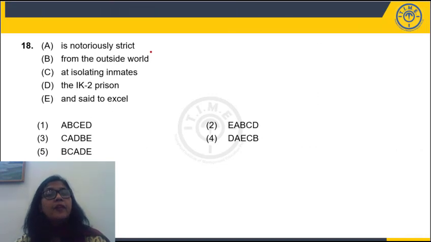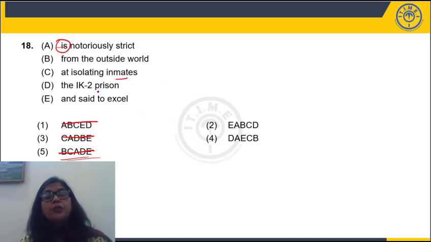18th question. "Is notoriously" will not start, so we rule out this option. From the outside world, maybe let's quickly read in that order. From the outside world, at isolating inmates, is it notoriously strict? Inmates is otherwise also the first two, part 2 ruled out. Then you have at isolating inmates, so this you cannot start with. C also. You're left with D and E.